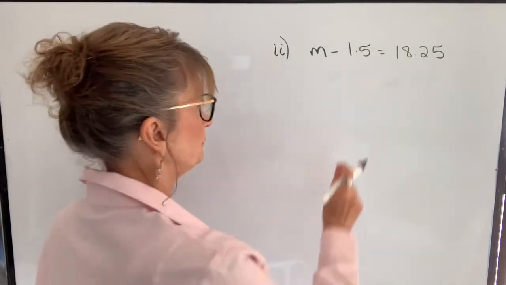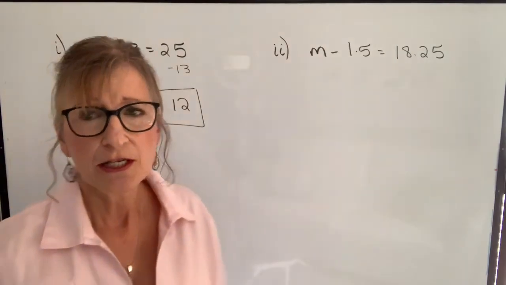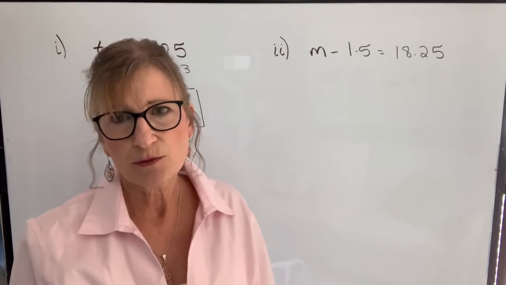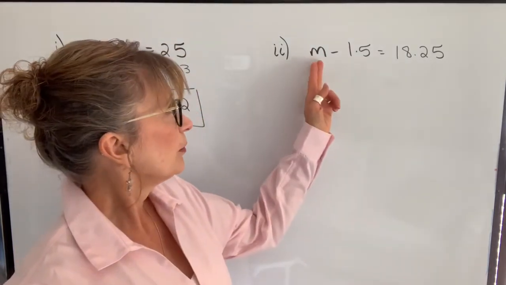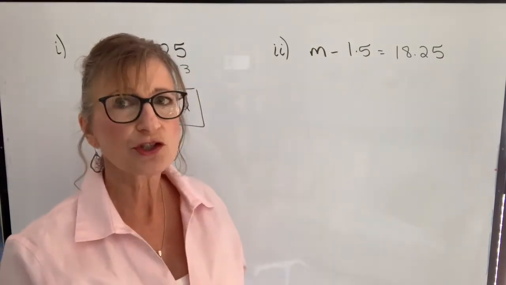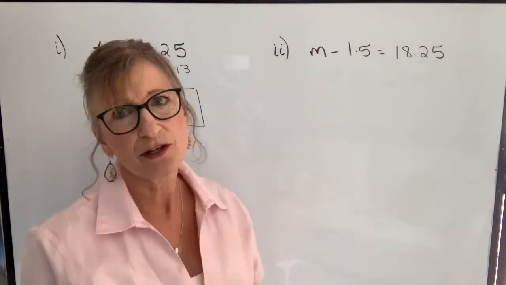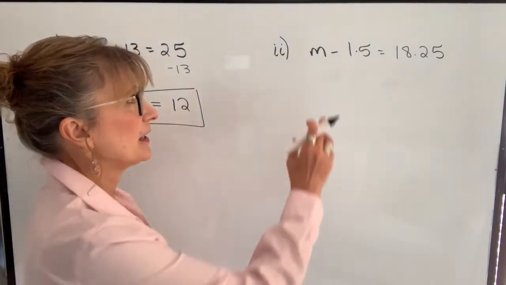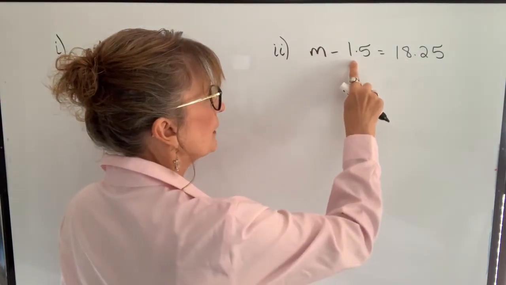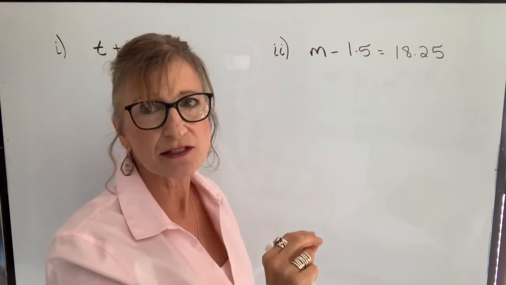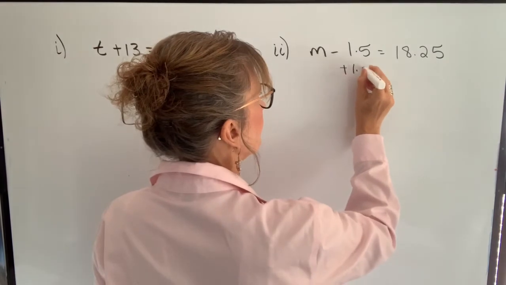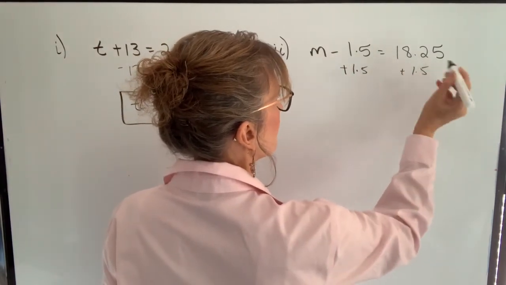In our next example, I wanted to throw in decimal values just to show you it doesn't matter if you're working with whole numbers, fractions, or decimals, your process is always the same. You want to get the variable or the unknown by itself by performing certain operations, and those operations will be determined by whatever else is with that variable. So in this case, I have m minus 1.5 equals 18.25. To get rid of the 1.5, it's being subtracted. The opposite or the inverse of subtraction is addition. So I'm going to add 1.5 to this side. I'm going to add 1.5 to that side.